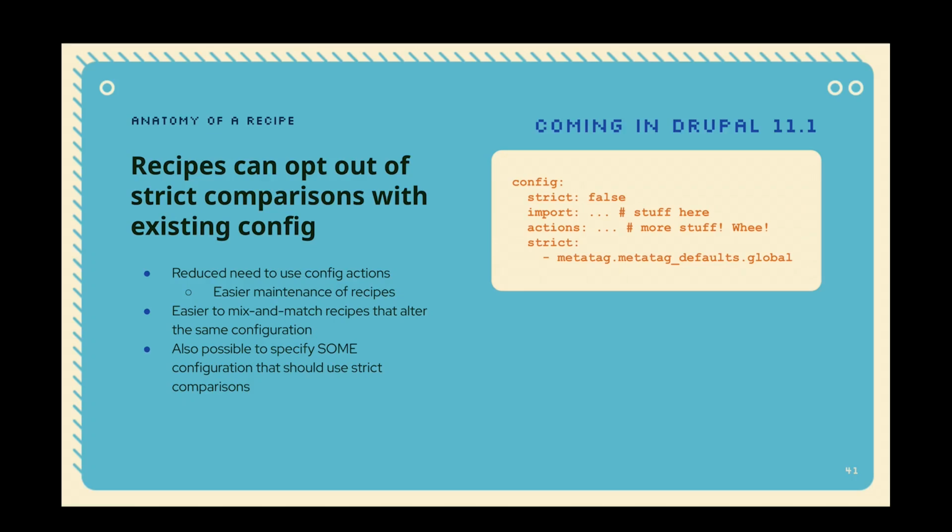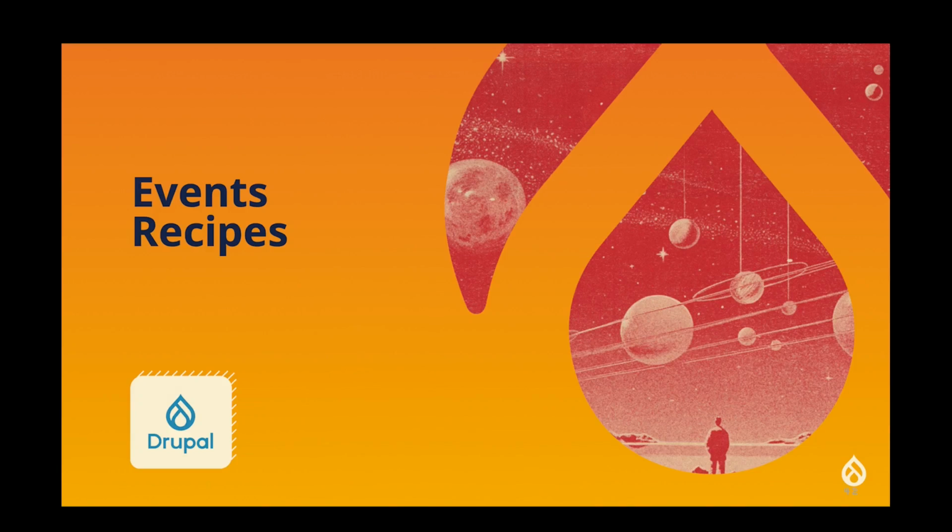Something else that's coming in Drupal 11 is the ability to turn off that strict check. So you can use this strict false to create more of a create-if-not-exist type logic in terms of how it does those comparisons, but still with the ability to say, for specific config entities, we want to do a more strict comparison to make sure that we actually have the starting state. So lots more flexibility, but again, something coming in Drupal 10.4 and 11.1.